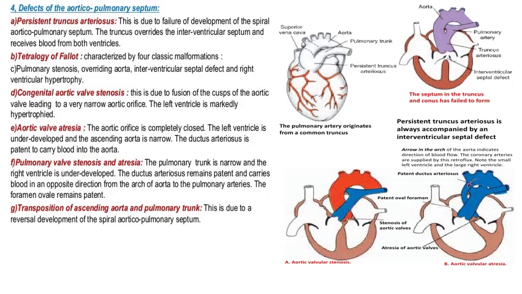And then tetralogy of Fallot we will see in more detail in the next slide. And congenital aortic valve stenosis, this one. When there is aortic valve stenosis or aortic atresia, this can be due to fusion of the cusps of the aortic valve leading to a narrow aortic orifice.